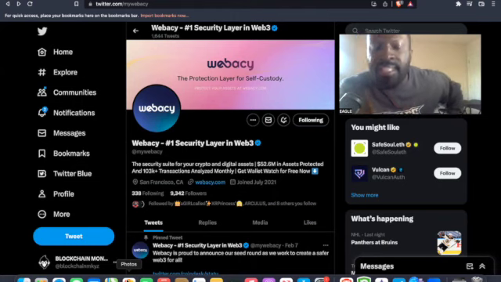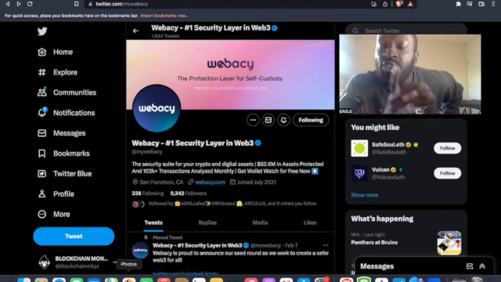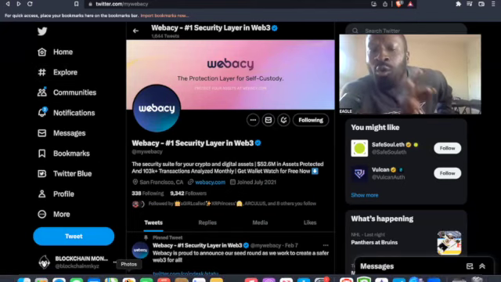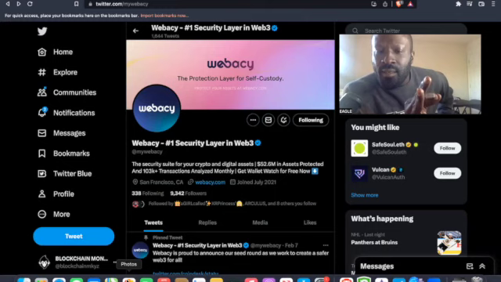And so, ladies and gentlemen, this came across my desk about a week ago, and who doesn't want an extra layer of protection? And so we are looking at Webacy, the number one security layer in Web3, the security suite for your crypto and digital assets. Right here at the current moment, we have 52.6 million in assets protected and 103K transactions analyzed monthly. We're talking about a hardcore layer of self-defense from hackers.